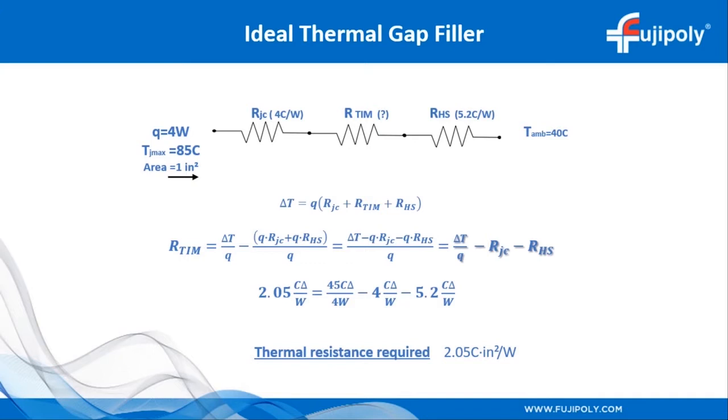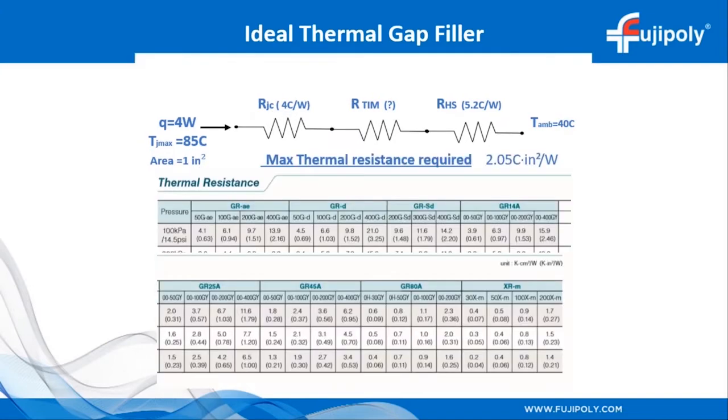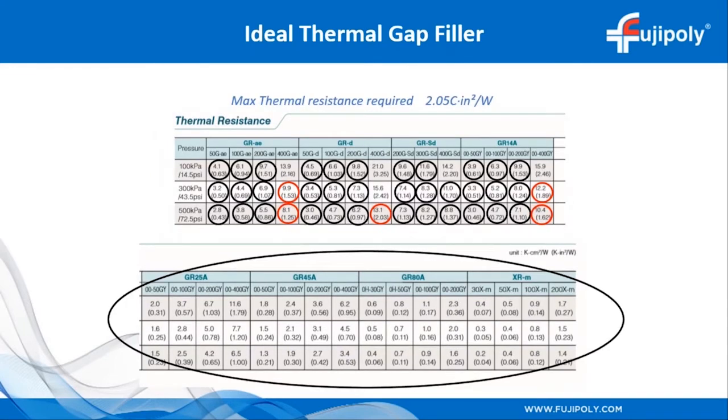If we rearrange our equation to solve for resistance of the TIM, you get the temperature gradient divided by power minus the two other nodes of our resistive network. The derived value is 2.05 degrees C per inch squared per watt. Given this result, we now have the capacity to narrow down the material selection by referring to Fujipoly's technical data sheet at www.fujipoly.com. You can also refer to our Sarcon guide, which is an excellent resource.